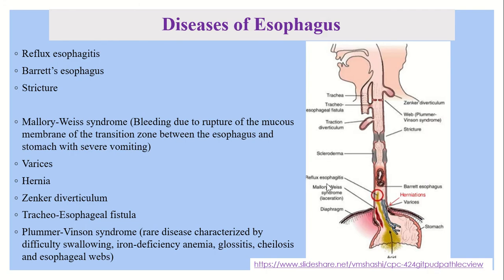The diseases of the esophagus are mainly hernias, infectious diseases, reflux esophagitis, and Barrett's esophagus as well. And here you see the grouping of the esophageal diseases. The first are reflux esophagitis, Barrett's esophagus, and strictures. These are the most common diseases of the esophagus. Less common diseases are Mallory-Weiss syndrome, which is bleeding due to rupture of the mucosa at the transition zone between the esophagus and the stomach with severe vomiting. Then the varices, as I said, the hernia, Zenker diverticulum, tracheoesophageal fistula, and Plummer-Vinson syndrome. That is a rare disease characterized by difficulty swallowing, iron deficiency anemia, cheilitis, and esophageal webs.